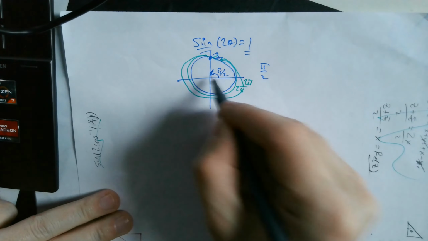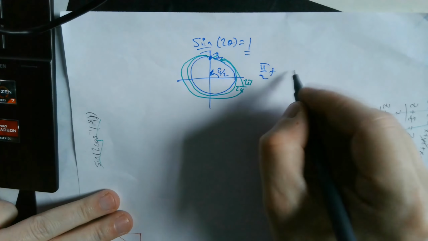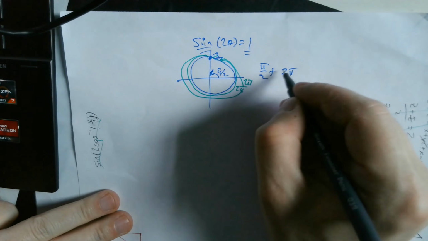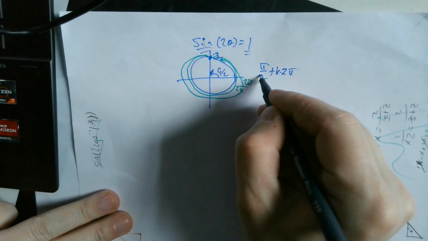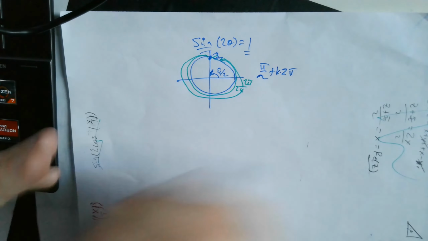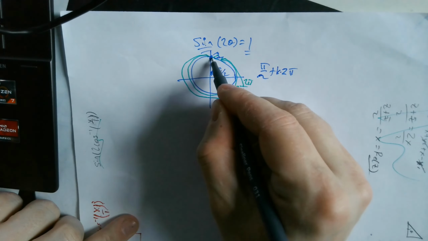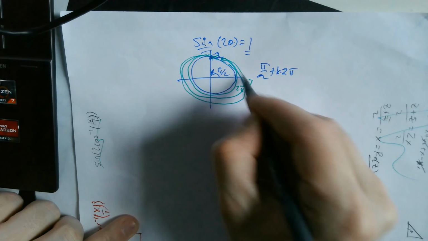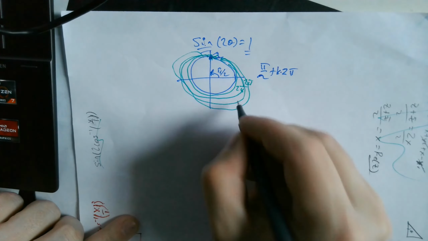It's pi over 2, the initial angle here, plus, and then you can't just say 2 pi, because it could be 2 pi, 4 pi, 6 pi, so you gotta multiply by k. But again, even that is not enough. You gotta understand the beginning from here. You can also spin in the opposite direction this way and come back to here.